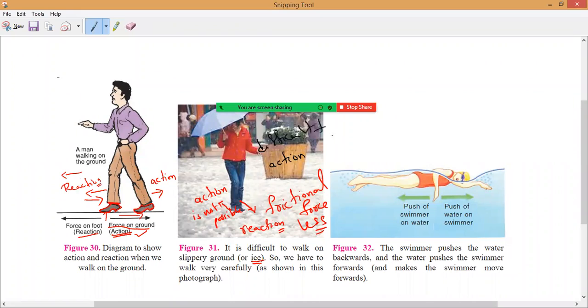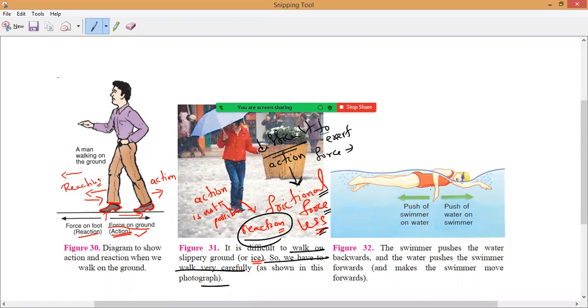It is difficult to exert an action force, so the ground also cannot exert a reaction force. Now, why is it difficult to exert an action force? What is the answer? Friction is less, because of the slippery nature. That is what you have to remember.